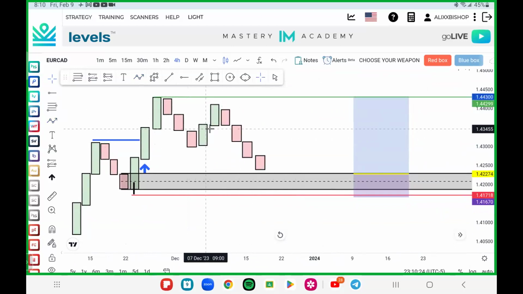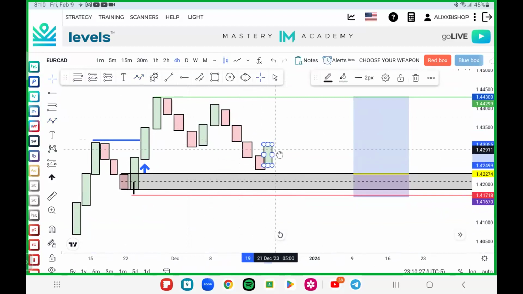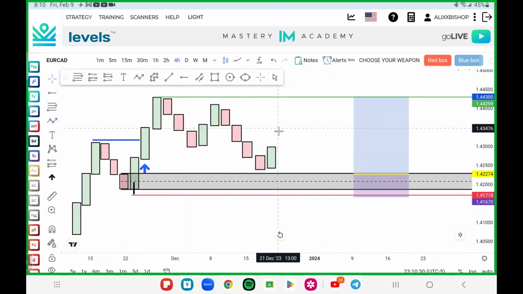Again, the market's not always going to do what you want it to do when you want it. So let's just say it plays around right near your zone, and that's okay. It is what it is, right? It is what it is.